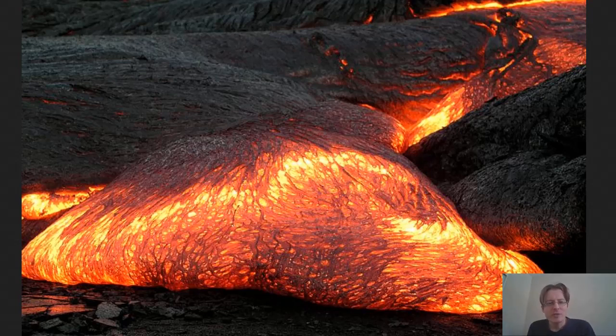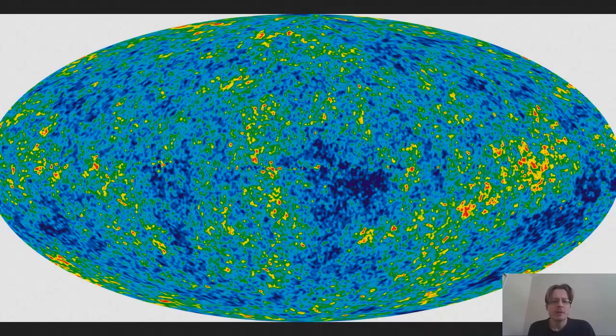Thermal radiation is the electromagnetic waves that you see and that you feel off of a hot object. You can tell the lava is super hot because it glows orange and red. Here's a baby picture of our universe. It's the afterglow from the Big Bang.